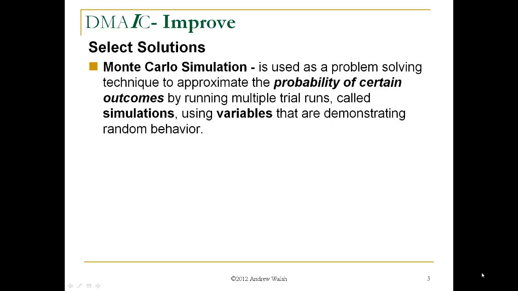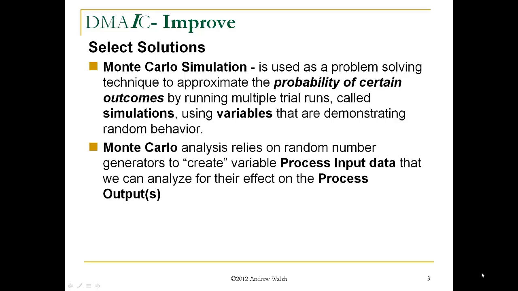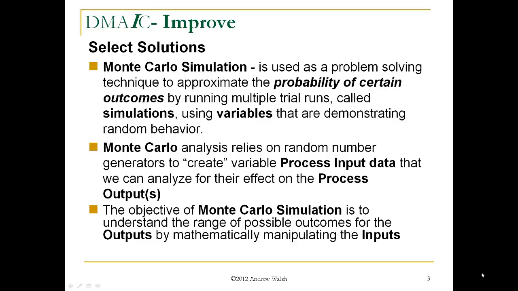Monte Carlo simulation is used as a problem-solving technique to approximate the probability of certain outcomes by running multiple trial runs, called simulations, using variables that are demonstrating some random behavior. Monte Carlo analysis relies on random number generators to create variable process input data that we can then analyze for their effect on the process outputs. The objective of the Monte Carlo simulation is to understand the range of possible outcomes for the outputs by mathematically manipulating the potential inputs.